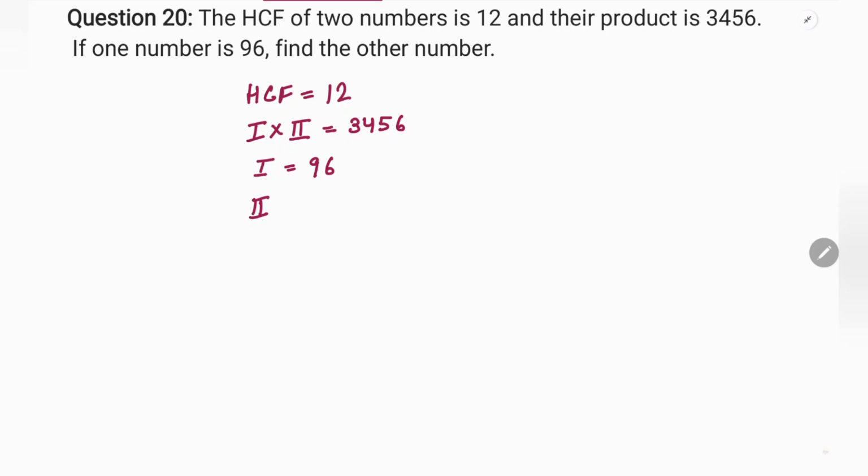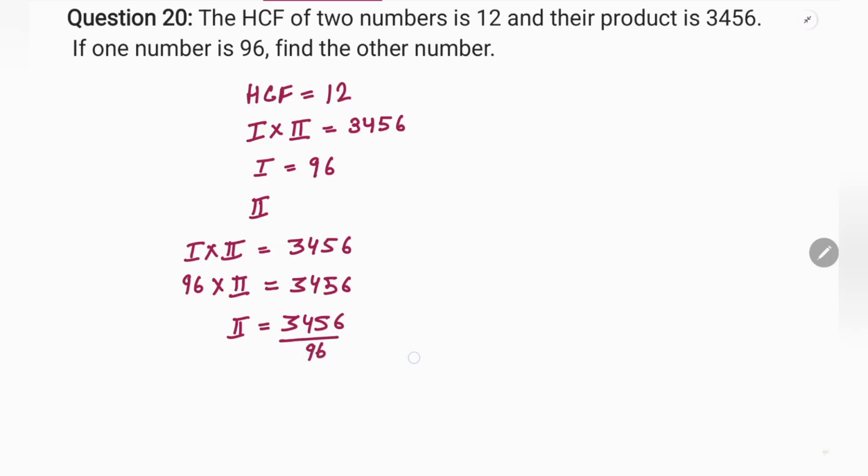Okay, so that means we don't need HCF here. First number times second number is what? 3456, right? And the first number is 96. So 96 times the second number is 3456. What is the second number now? 3456 divided by 96.